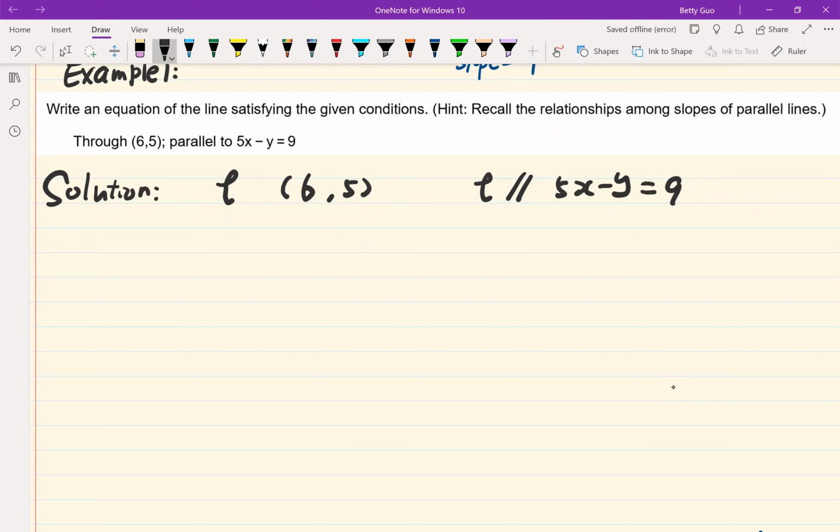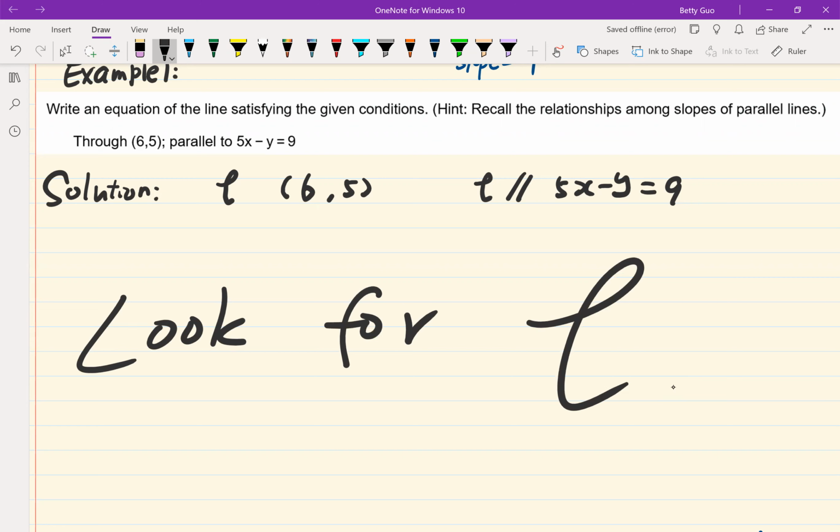We are looking for the straight line L satisfying the following two conditions. Number one, the line passes through (6, 5). Number two, the line is parallel to 5x minus y equals 9. So we are looking for the equation for L, a linear equation in two variables corresponding to the straight line L.